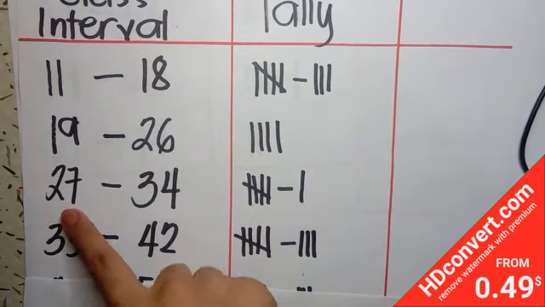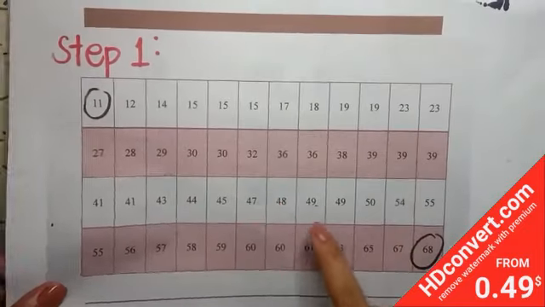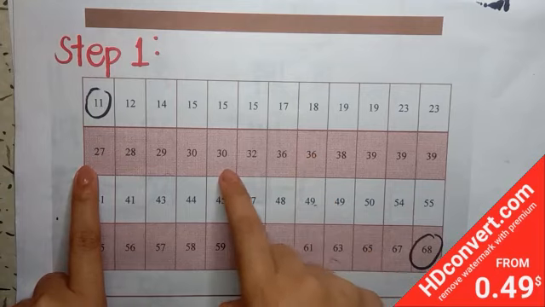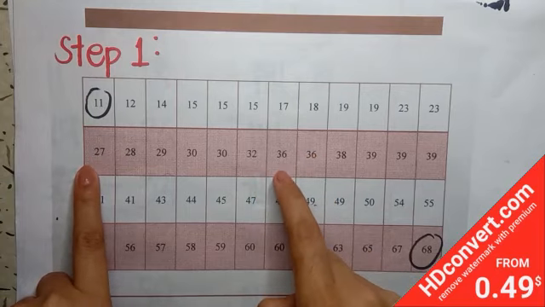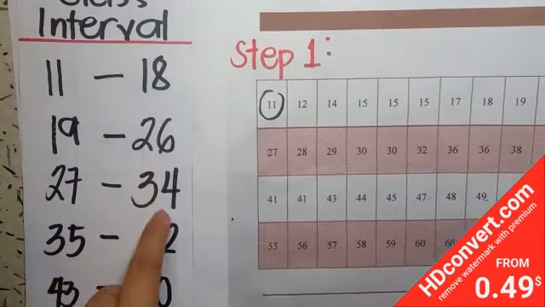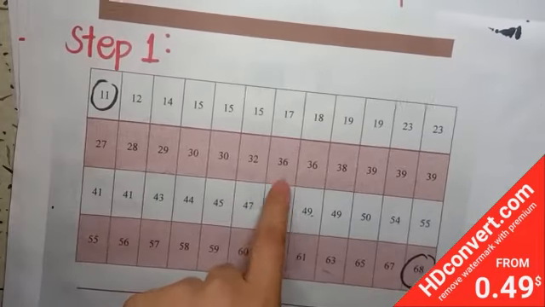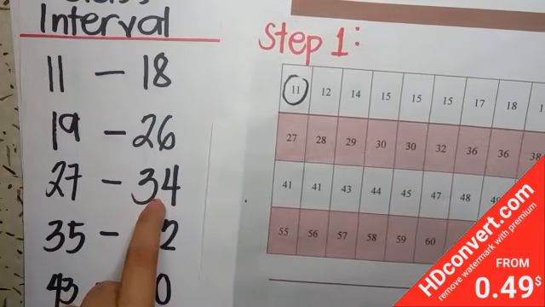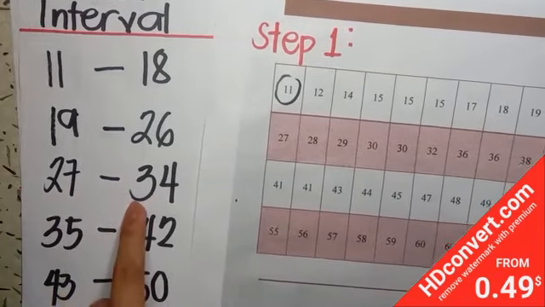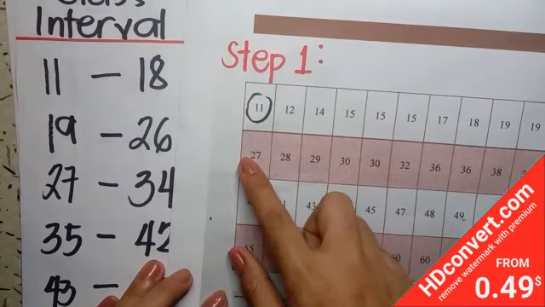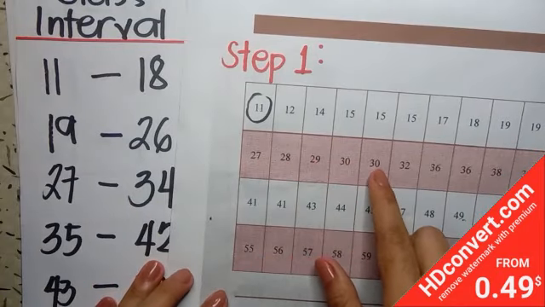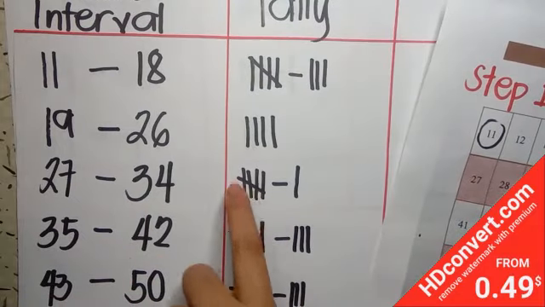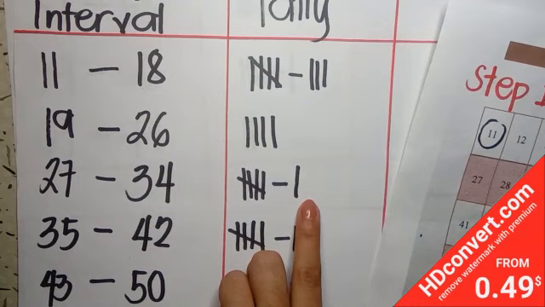Next, 27 hanggang 34. O, walang 34. Magpo-proceed ba tayo sa 36? Hindi. Kasi hanggang 34 lang daw siya. So, kung walang 34, mag-i-stop tayo sa 32. Kasi kasama naman siya sa 27 to 34. So, bilangin mo lang. 1, 2, 3, 4, 5, and 6.